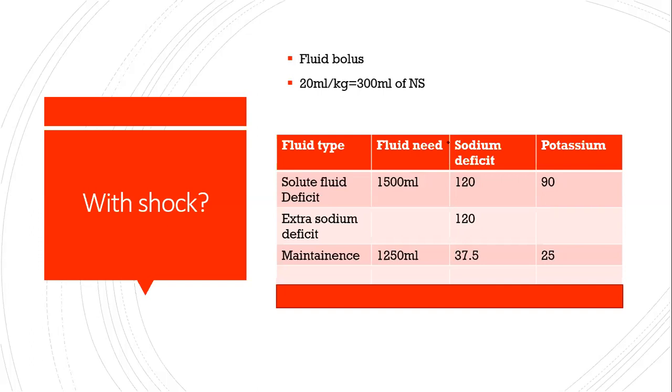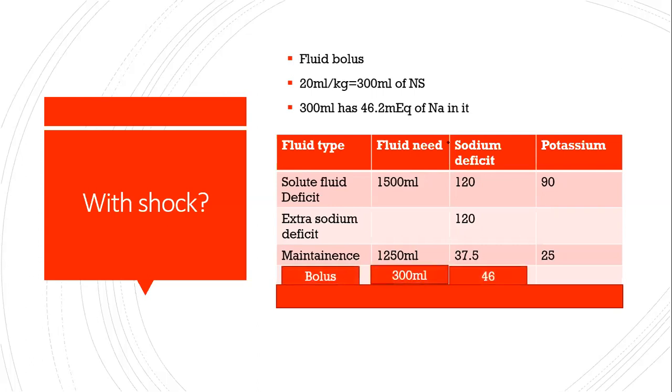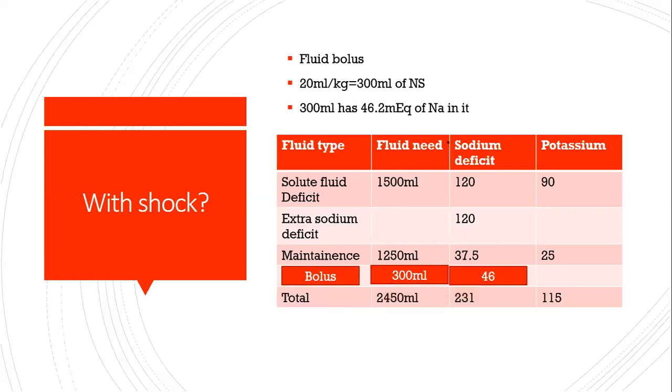How much will normal saline contain? 1 liter has 154 milliequivalents of sodium. So 300 ml will have 46.2 milliequivalents of sodium in it. What do you need to do? You will again need to reduce or minus this 300 ml and this 46 milliequivalents from your final calculation. So you will end up with a total of something like this.